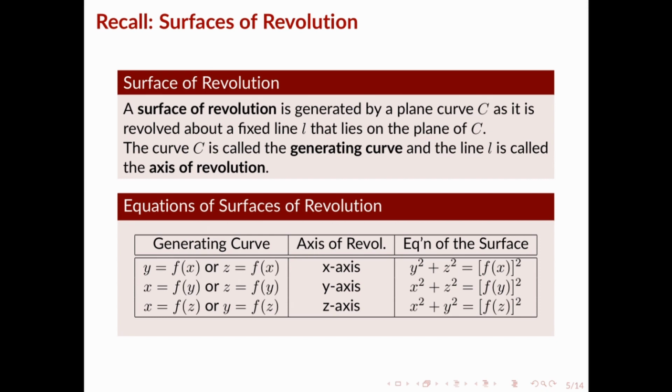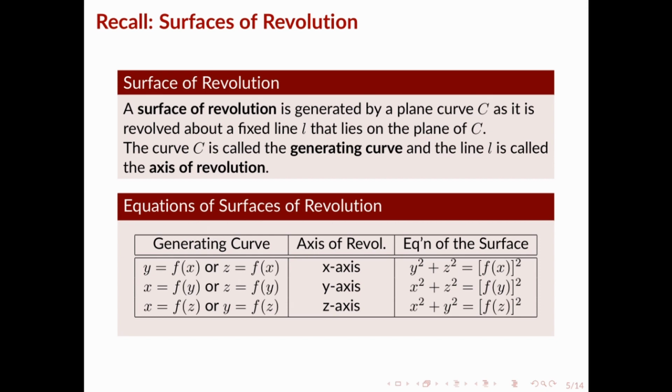Now, notice how, even though our generating curves are expressed in only 2 variables, when we rotate it around that line, we end up with a surface, a 3D surface, and so our surfaces of revolution all have equations of 3 variables.